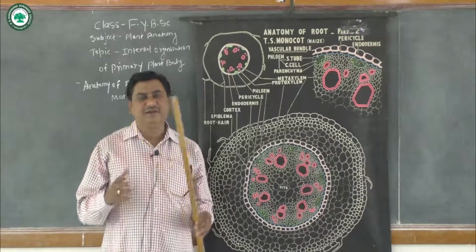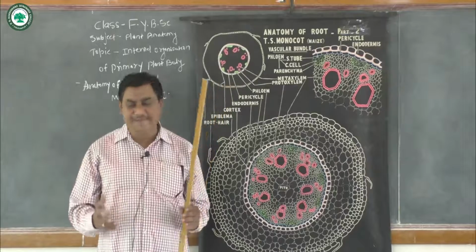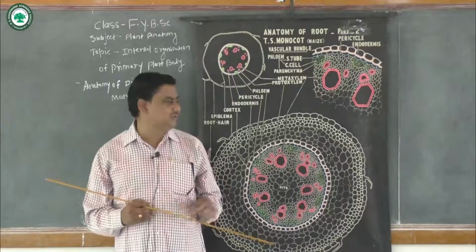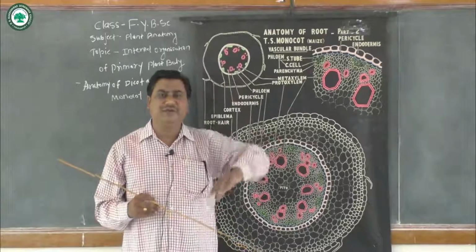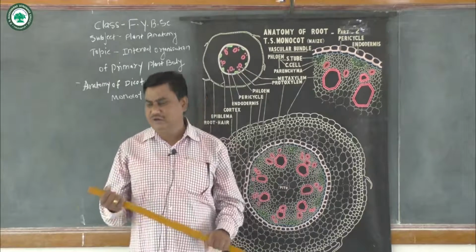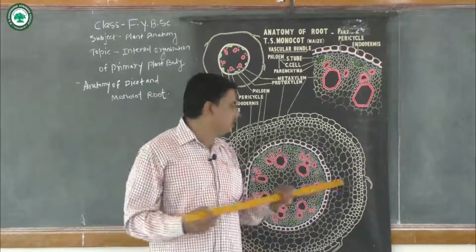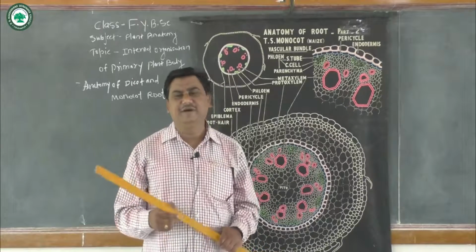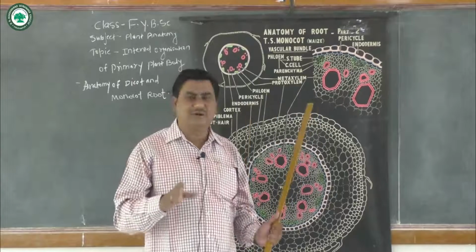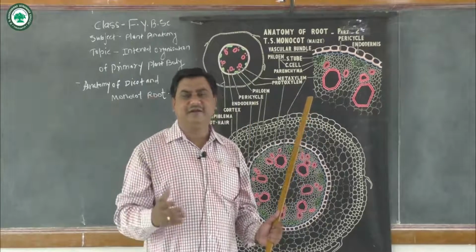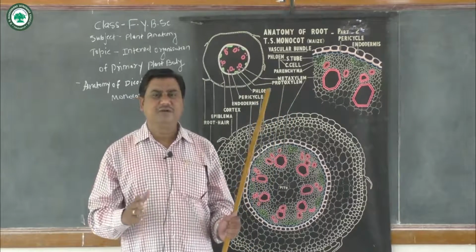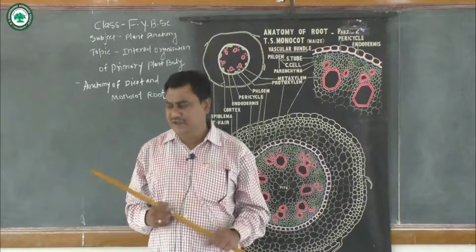Then the next difference is about the cambium. The cambium develops at the time of secondary growth. In the case of the dicot, the cambium develops at the time of secondary growth, and in the case of the monocot, the cambium is altogether absent. Okay, is it clear?